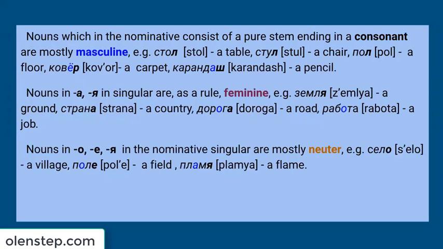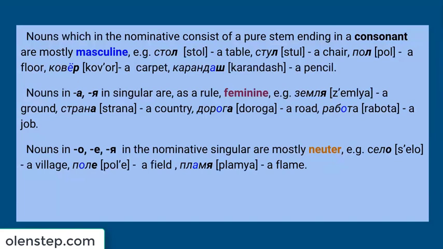Nouns in -а, -я ending in the singular are, as a rule, feminine. For example, земля, страна, дорога, работа. Let's repeat. Земля, страна, дорога, работа.